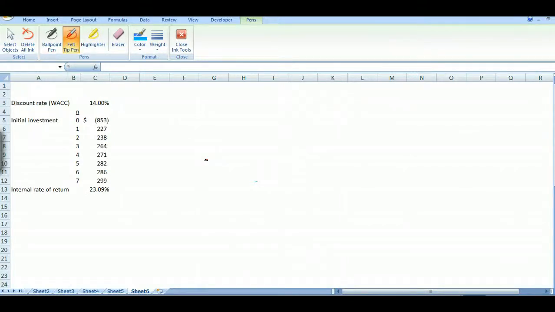Hi, Dr. Phil Harris here, and today I want to talk about the internal rate of return. What is it? How do we use it? And how do we calculate it?